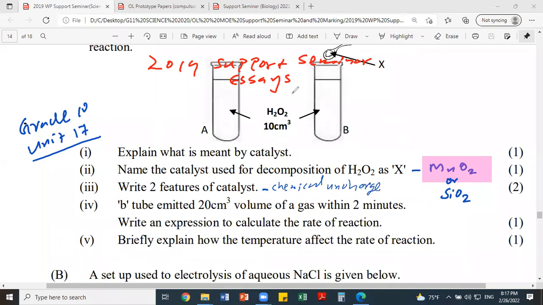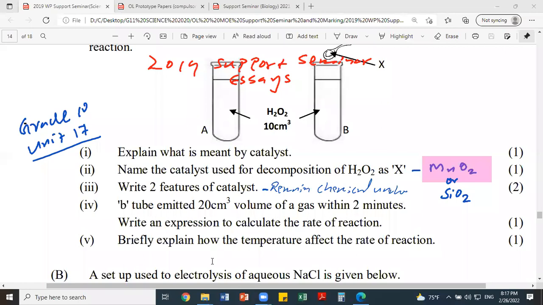Before the reaction it is manganese dioxide, and after the reaction also the formula and the chemical properties won't change. It remains chemically unchanged. And only a small amount is required. They are required in a small amount, and they are specific in action. Actually, in the grade 10 theory tute, I have given all the characteristics of the catalyst, right? So you can see here.